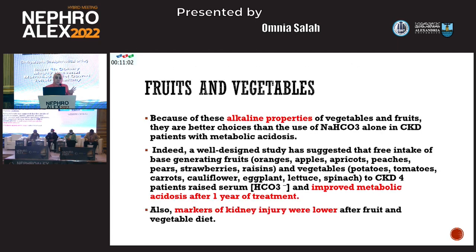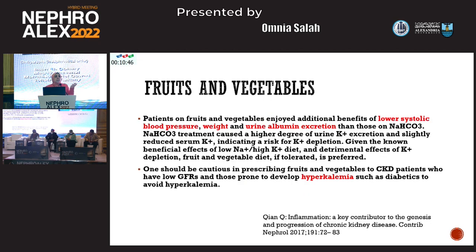So fruits and vegetables, we know that they have alkaline properties and they are better choices than the use of sodium bicarb alone in CKD. Mostly we do not use just fruits and vegetables. Usually we combine this with sodium bicarb. They found that fruits and vegetables might improve metabolic acidosis, decrease the kidney injury markers, decrease systolic blood pressure and weight and urinary albumin excretion, but always take care of hyperkalemia.